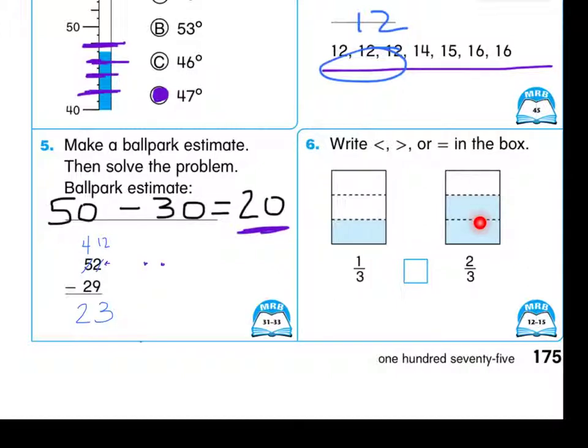Now what we need to compare here is the blue shaded area. Is 1/3 less than, greater than, or equal to 2/3? Fill in your box with the correct symbol. 1/3 is definitely less than 2/3. You can tell just by looking at the blue. Very good. All right, you can lay your pencil down now and close your journal if you wish, and continue watching this video. I've got a few more activities for you to do.